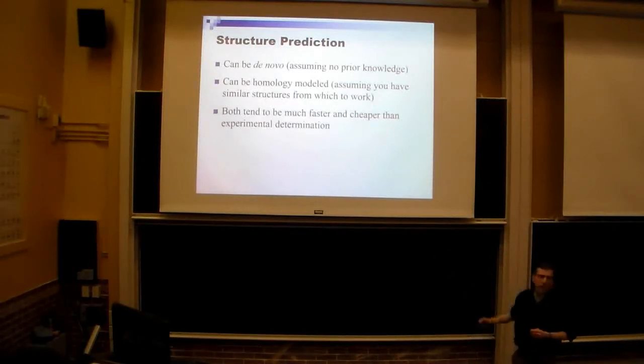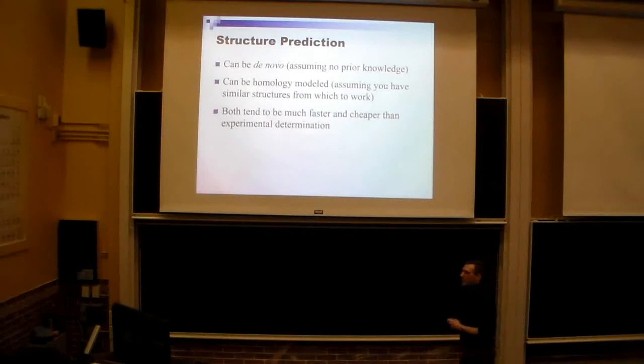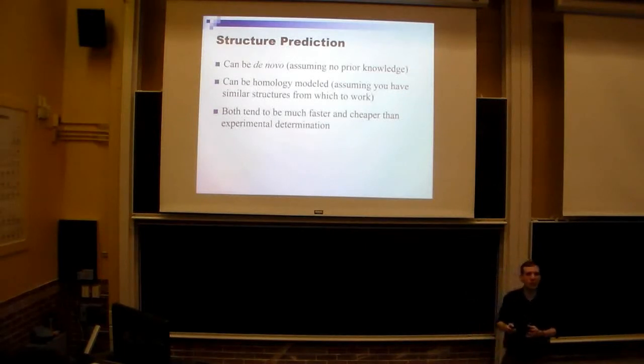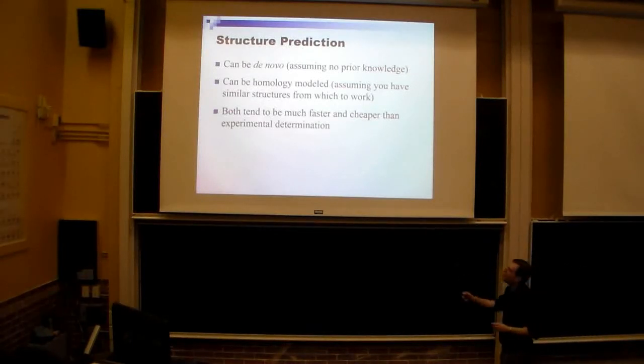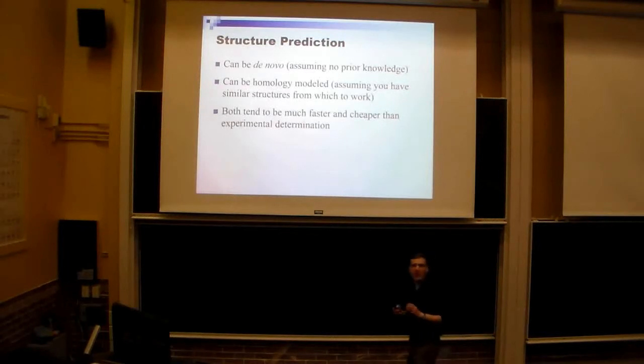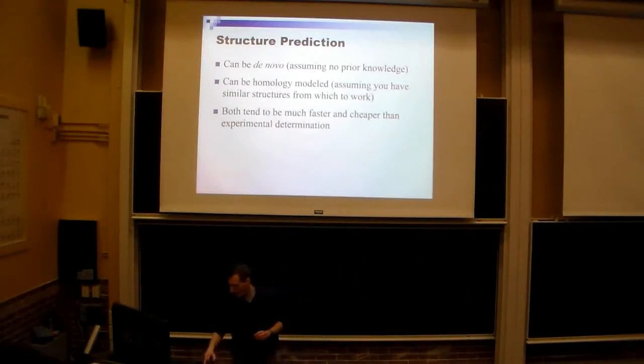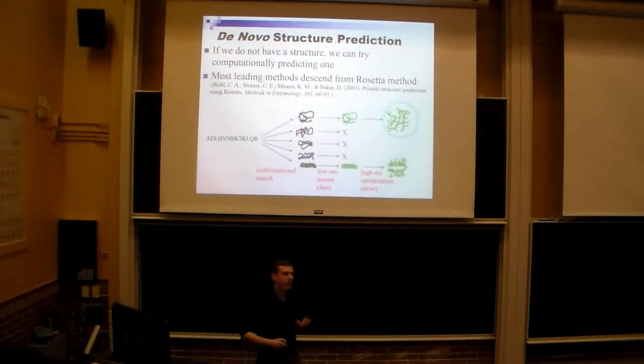And then there is homology modeling. Homology modeling means to take a sequence you want to know the structure of and a known structure of a closely related sequence and use the known structure as a kind of template to build a model of the structure of your new sequence. These tend to be much faster and cheaper than anything you can do in an experimental lab, so often these are just easy things to try if you want to find a structure for a new protein.